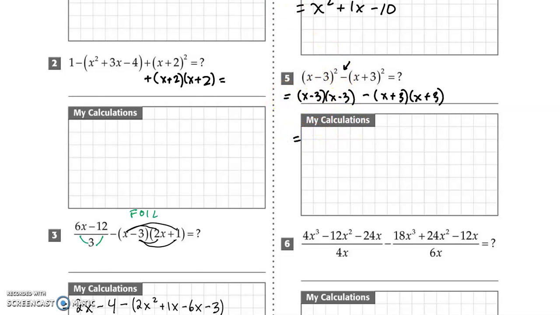So working out the multiplication, let's go with the green for actions. So I'm doing x times x and x times negative 3. I'm going to do negative 3 times x and negative 3 times negative 3. And so my calculations are going to give me x squared minus 3x plus 9. Now the second multiplication, it's nicer that they're all positives.